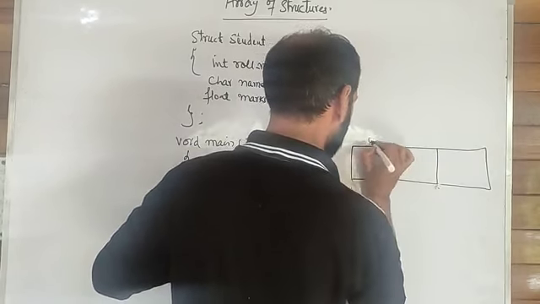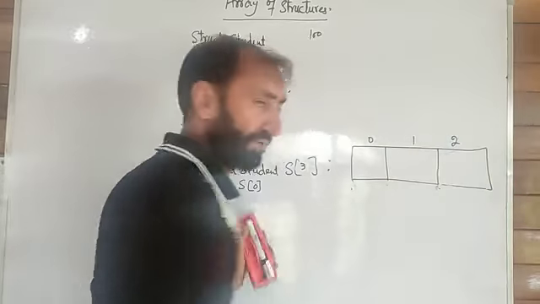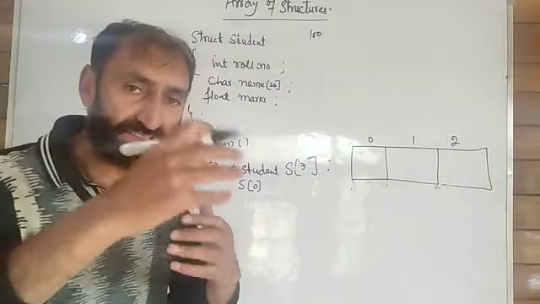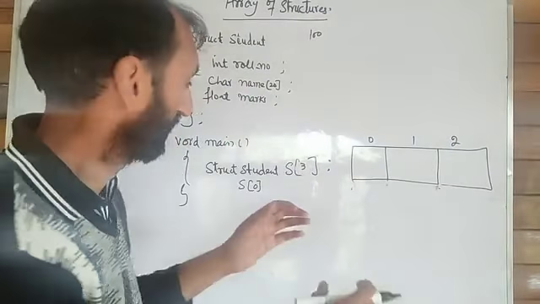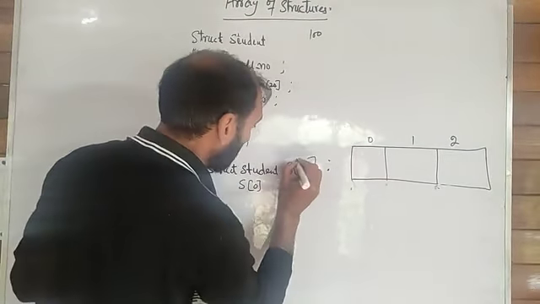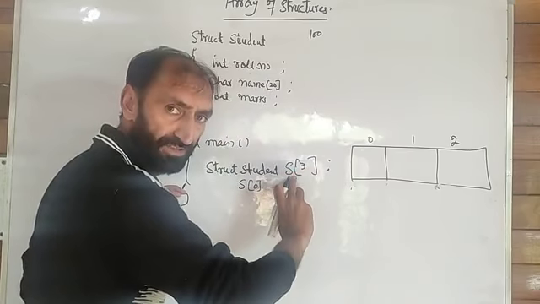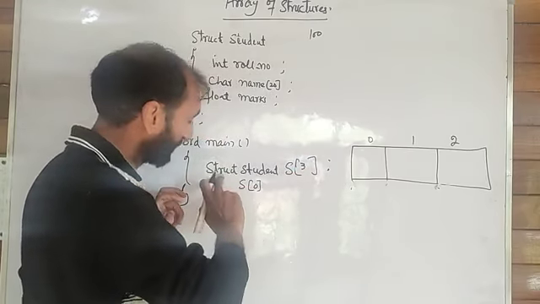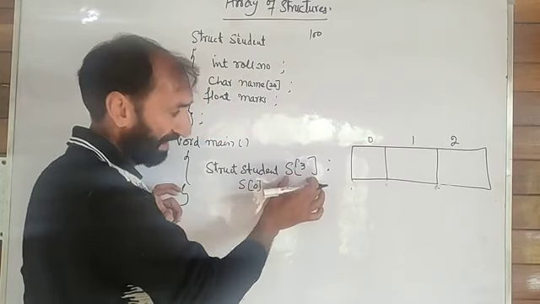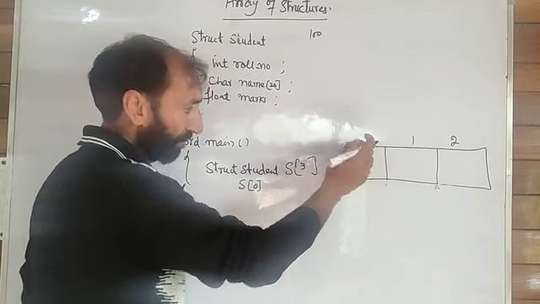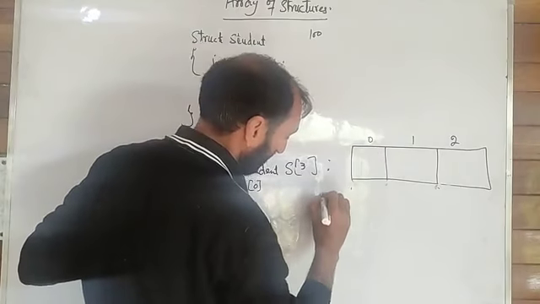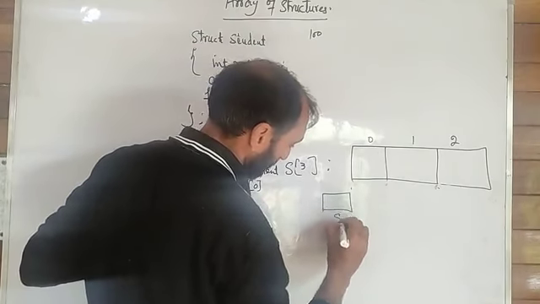The 0th index, 1st index, 2nd index. We know that the index of the array starts from 0 to n-1. Here we have to declare 3 variables. Here we declare 3 variables of type struct student by using the array. That means the index will start from 0. The name of this object is S.